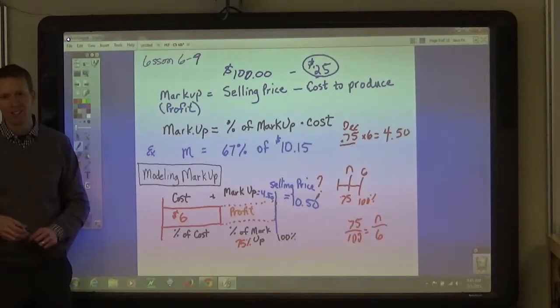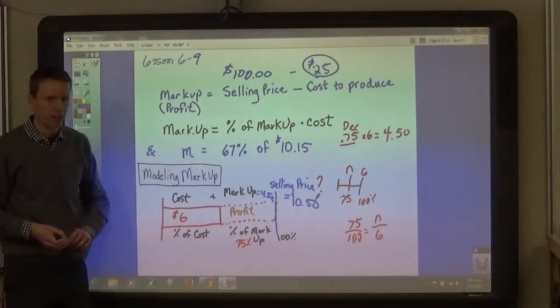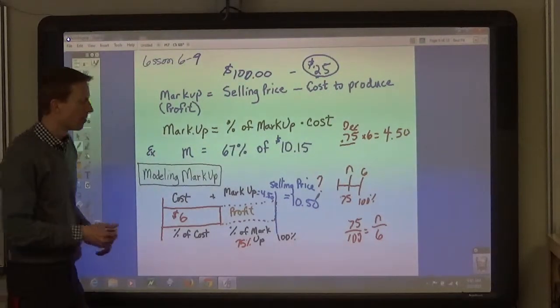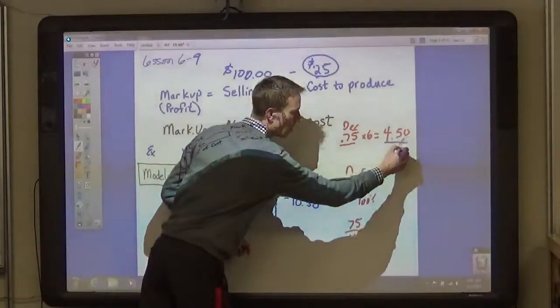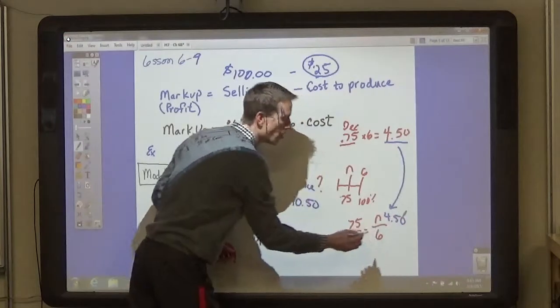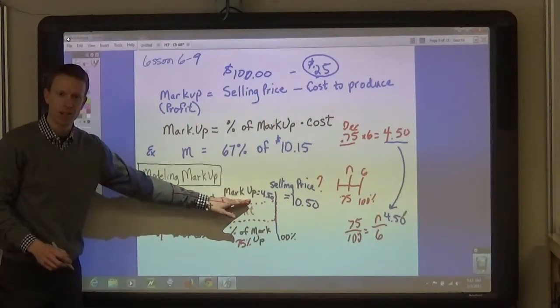Isaac. So is N the markup or the selling price? What do you mean the N? Like 75 over 100 equals N over 6. Is that supposed to be the markup for the $4.50? That's this. Okay, 75%. So that is the markup amount. Okay?